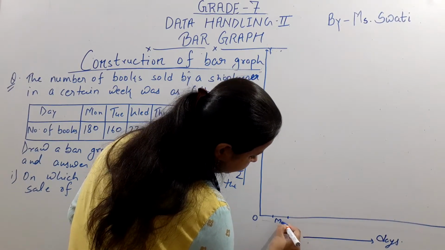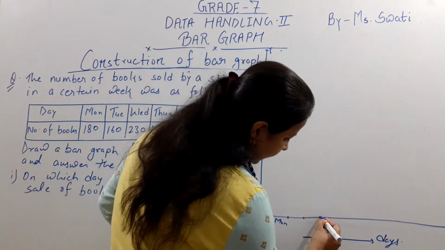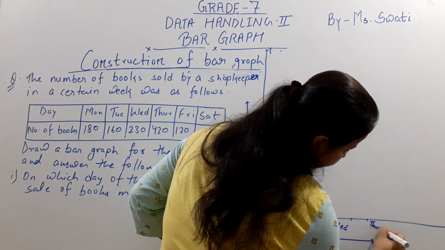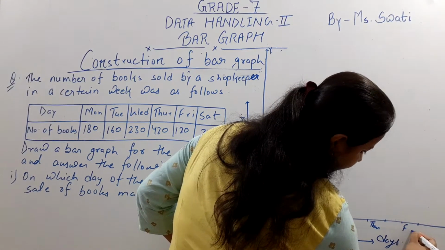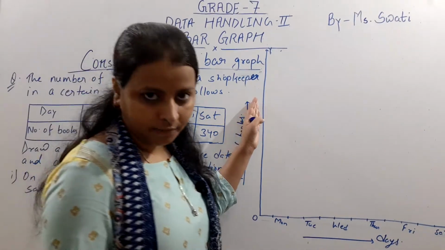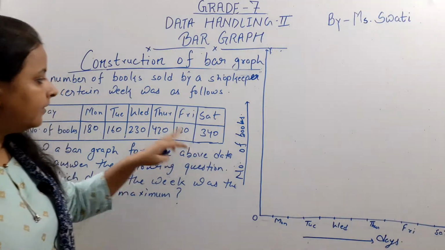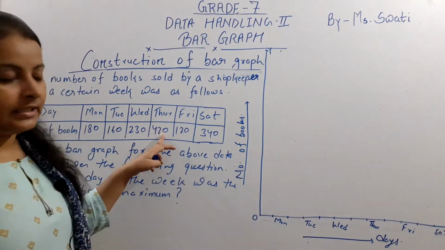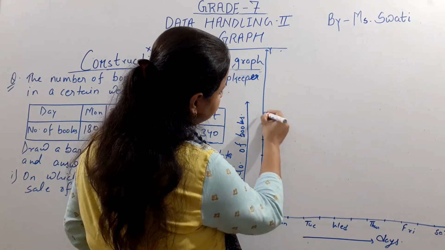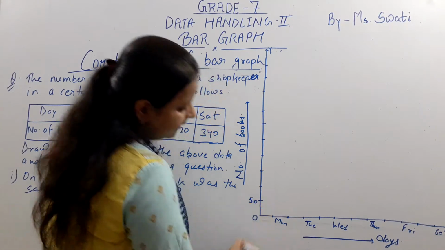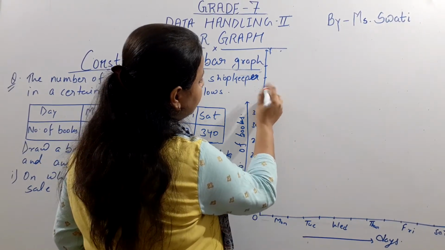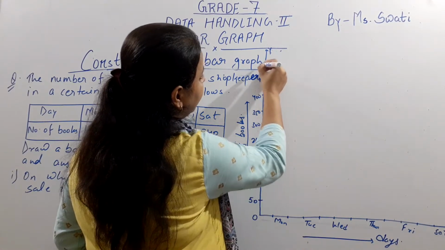This is for Monday. We leave some space and then mark Tuesday, Wednesday, Thursday, Friday and Saturday. Now we choose a suitable scale on the y-axis. The minimum number of books sold in a day is 120 and the maximum is 420. So we have to choose a suitable scale on the y-axis. First we mark the divisions. If we mark it 50, 100, 150, 200, 250, 300, 350, 400, 450 and 500. Okay.